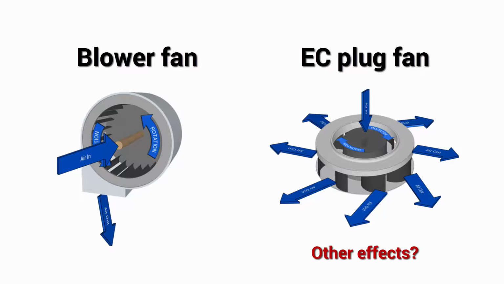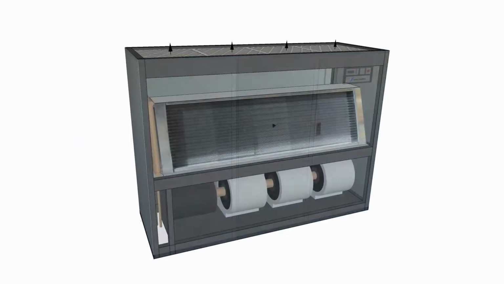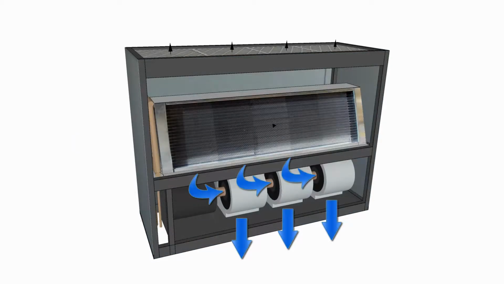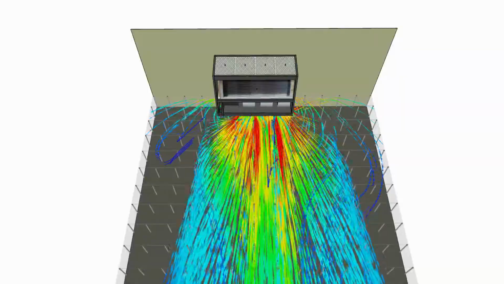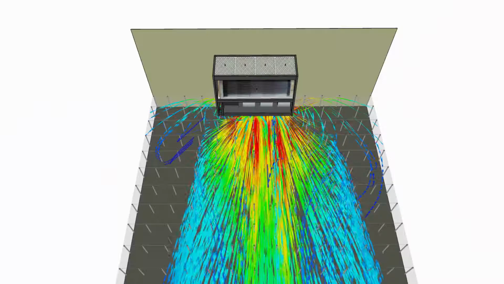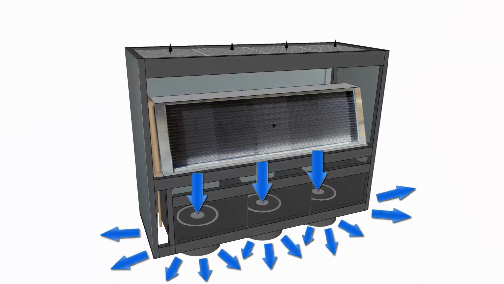Let's find out. Here's one cooling unit with blower fans. We can see the general direction of airflow. Here is the simulation of the airflow pattern out of the unit into the floor void, coloured by velocity. On the other hand, here is a look inside the cooling unit with EC plug fans. The general direction of airflow is highlighted.